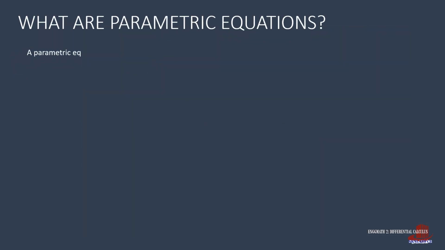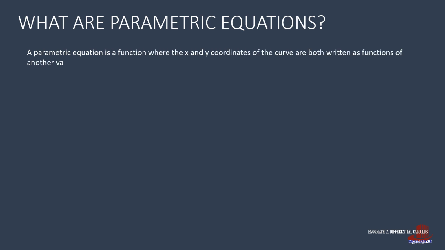What are parametric equations? These are equations or functions which are written as a function of another variable. For instance, we have x as a function of t, and y also a function of t. The variable t is called parameter, and in parametric equations, the usual parameters used are t and theta. Let's have an example. Say x is equal to t, then y is equal to t squared.